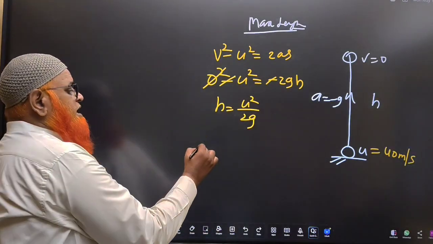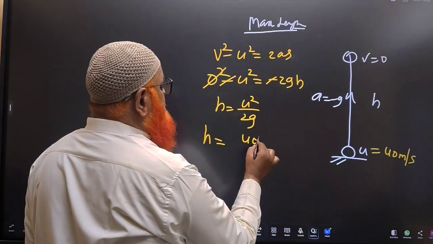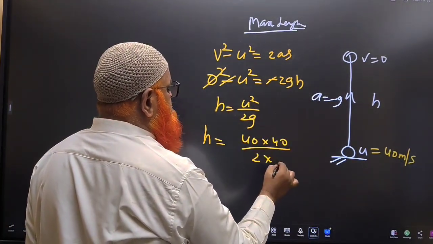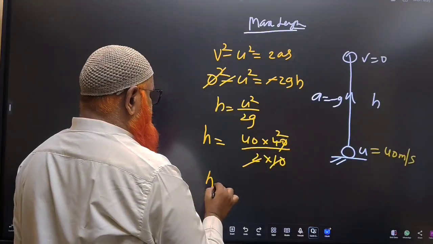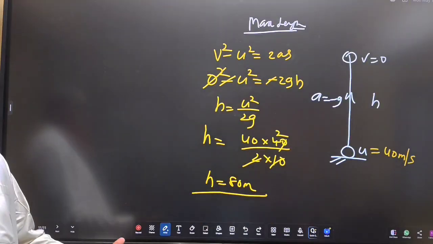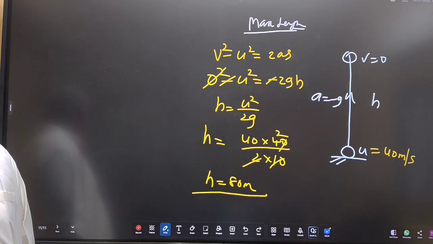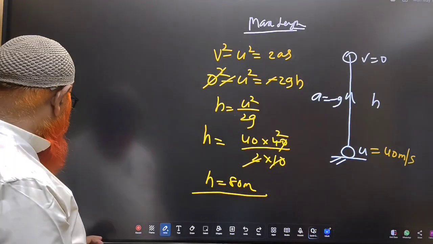It's very simple. h is equal to u square by 2g, that is 40 into 40 by 2 into 10. So the 0 gets cancelled, the 2s cancel. h is equal to 80 meters. So the maximum height reached by the body is 80 meters. That's it. Understood what I am saying? Okay, you got the maximum height also.